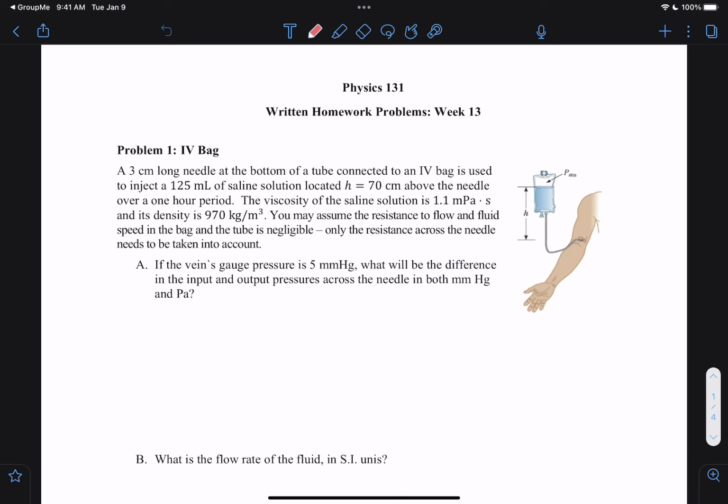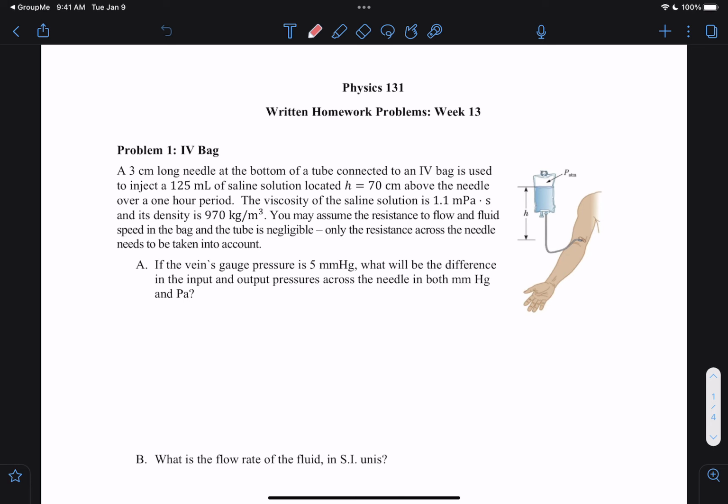The viscosity of the saline solution is 1.1 millipascal seconds, not per second, just seconds. And its density is 970 kilograms per meter cubed. You may assume the resistance to flow and fluid speed in the bag and the tube is negligible. Only the resistance across the needle needs to be taken into account.